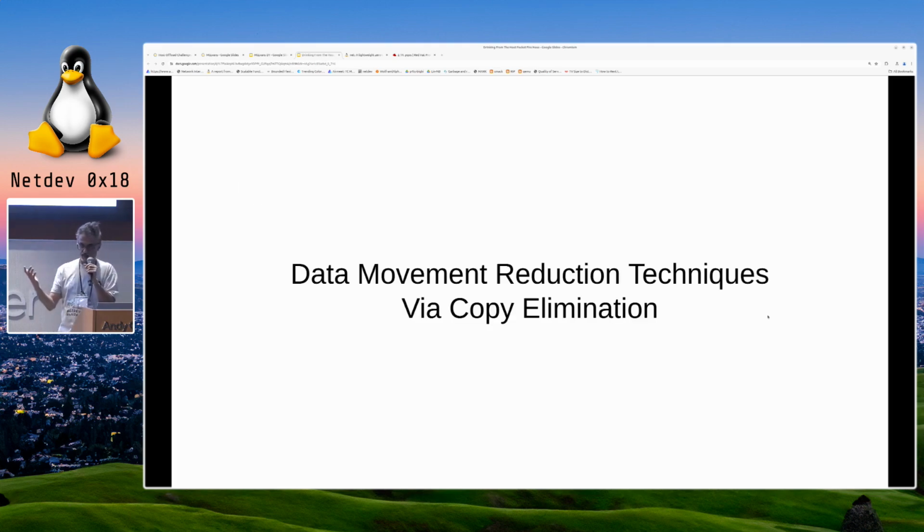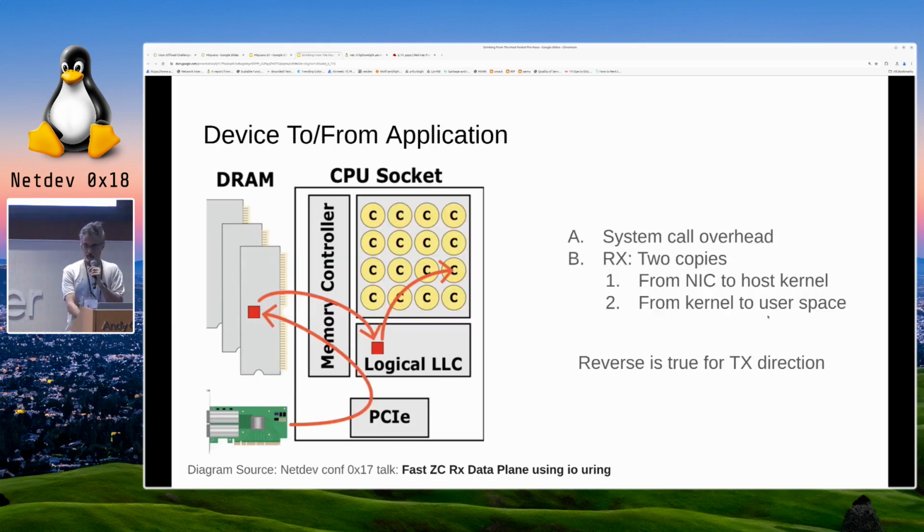Okay, so data movement techniques. And by that I mean reducing the effect of the memory bandwidth utilization, zero copy essentially. I'm going to use this diagram here. I think David Ahern presented this with Pavel last time, but I think I saw it again this morning. But basically, by doing zero copy, you're cutting down the amount of copies you do. Therefore, you have less effect on the memory bus.